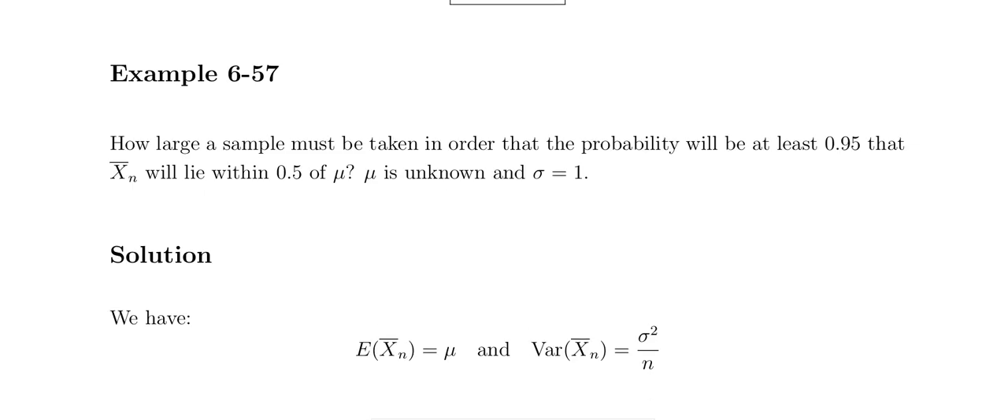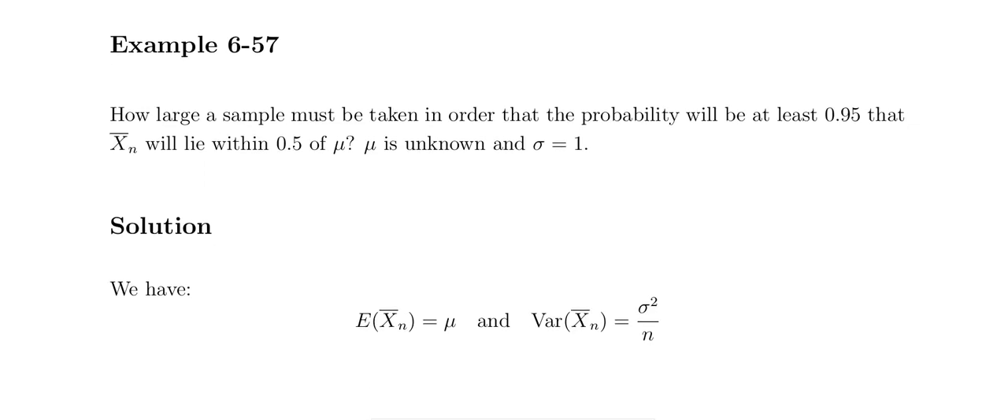Similarly, how large a sample must be taken in order that the probability will be at least 0.95 that xn bar will lie within 0.5 of mu, where mu is unknown and sigma equals 1?